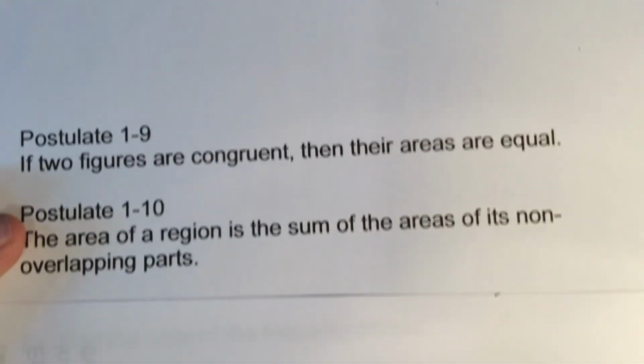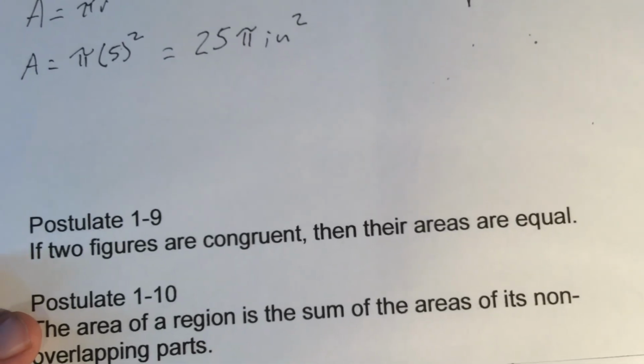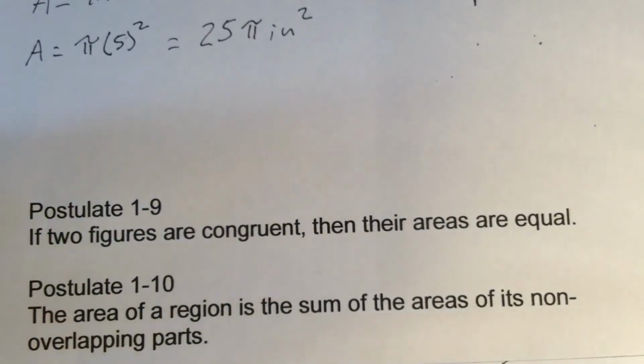Now, a couple postulates. We have postulate 1.9, which says if 2 figures are congruent, then the areas are going to be equal, which makes sense. So if they're the same shape, same size, same everything, their areas should be the same. And then postulate 1.10 says the area of the region is the sum of the areas of its non-overlapping parts.